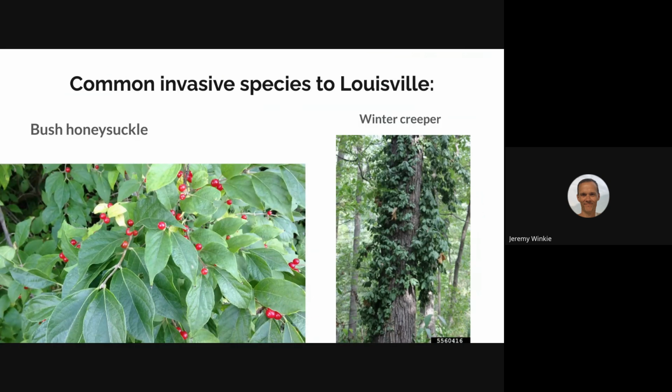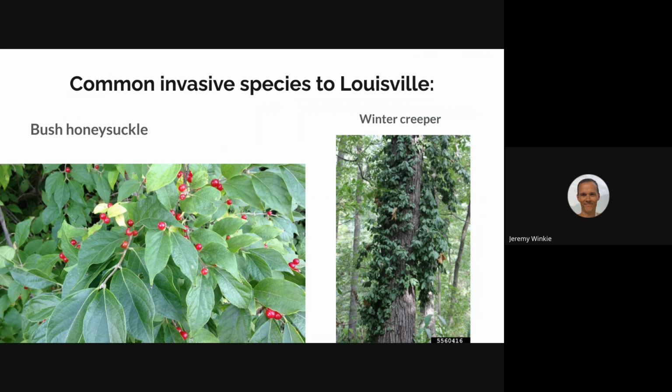For Louisville, two really common ones are bush honeysuckle and winter creeper. There's tons of both of these out in the woods behind the school. The bush honeysuckle is just a big shrub, almost like a tree looking thing, and this time of the year, it's got red berries on it.